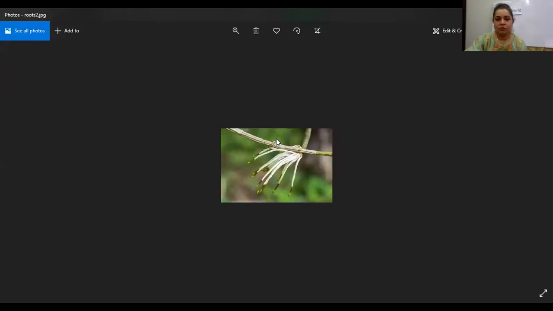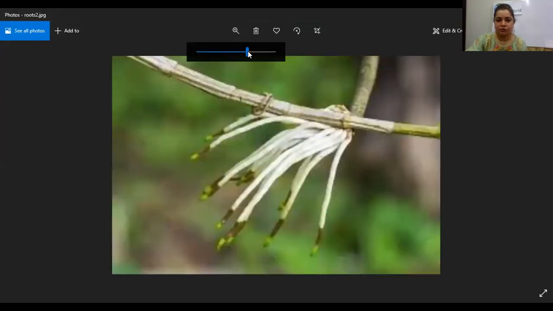So I am just going to share some of the pictures with you, right? Now just have a look at this. Here you can see the roots. Now these roots have come out of the stem, right?